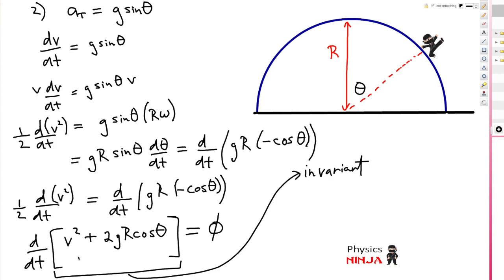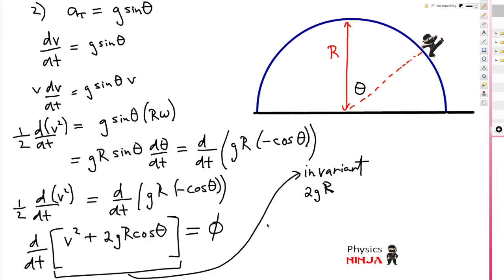So let's do that. Let's evaluate this term here at the top of the circle. At the top of the circle, well, there's basically no velocity, right? So there's no v squared term. At the top of the circle, we have cos theta, or theta, which equals 0. Therefore, this term here becomes 2gr.